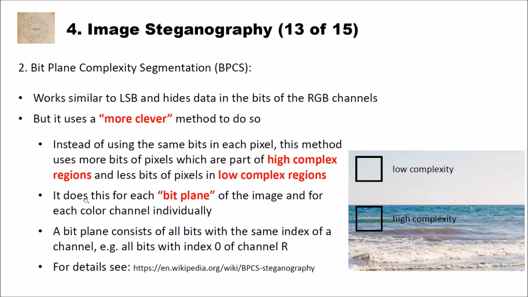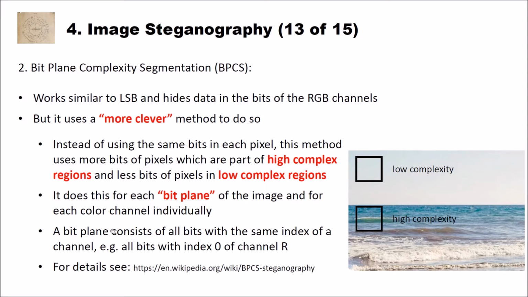It does this for each bit plane of the image and for each color channel individually. So it would look here, for instance, at the blue color channel and see that the blue color channel is more complex than, for instance, the red color channel, and would hide more data in the blue color channel than in the red data channel. And here it would look at all the color channels and would see here I can nearly hide no data at all. And what is a bit plane?